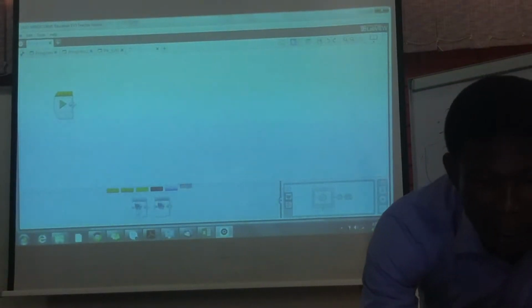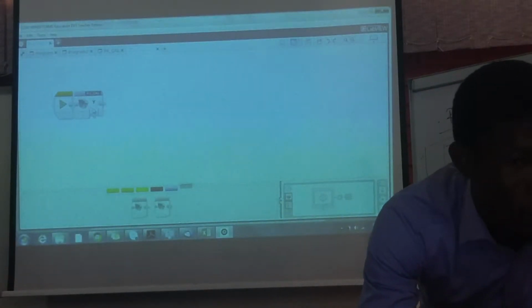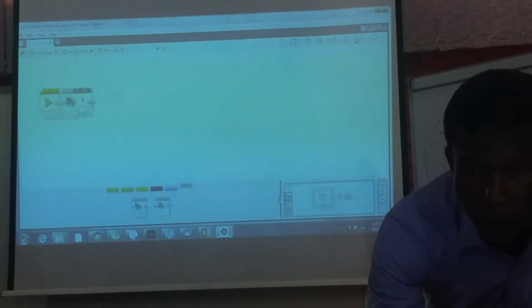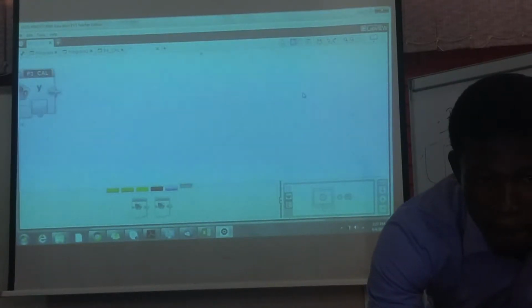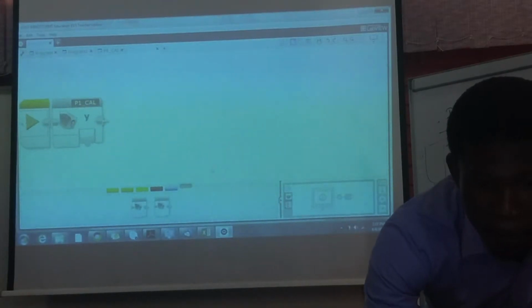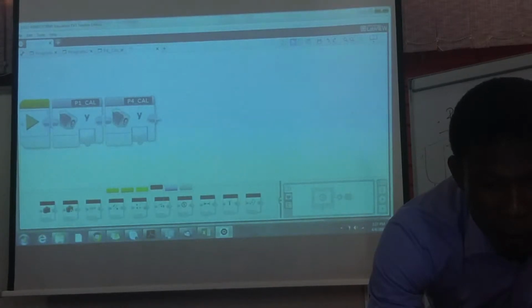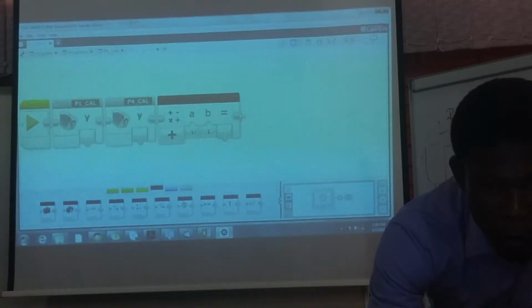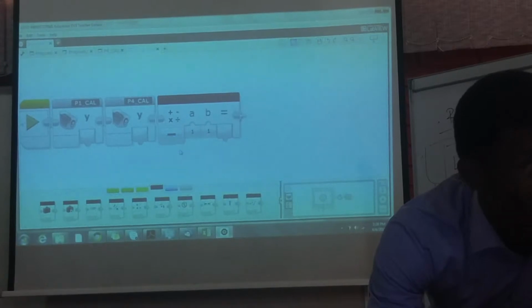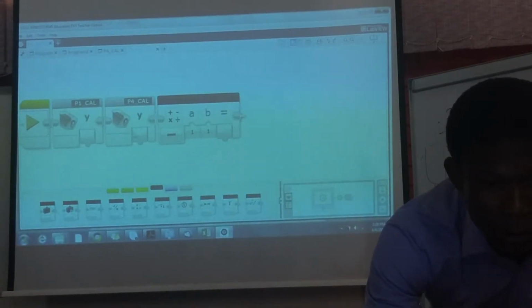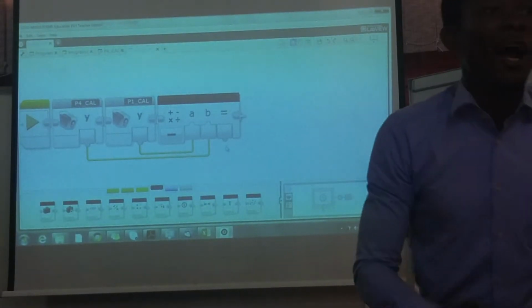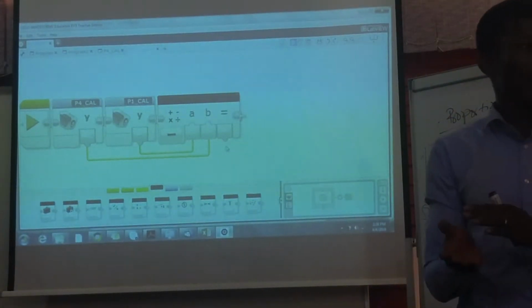So, we said the light sensor on port 1, the light sensor on port 4, I subtract, right? So light sensor 1 minus light sensor 4. That will tell me how much I have drifted either to my right or to my left.